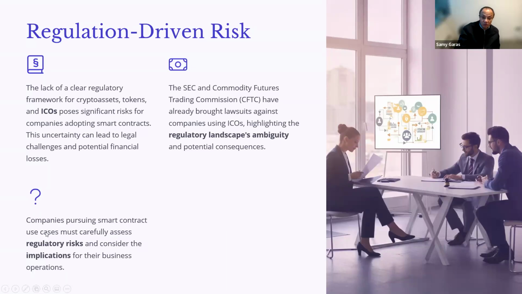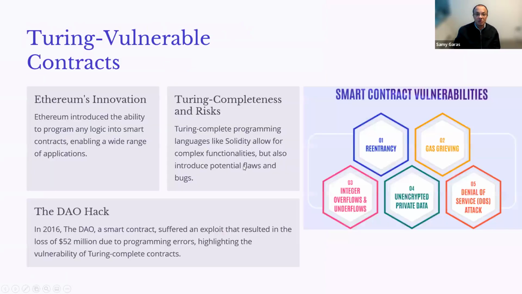Companies pursuing smart contract use cases must carefully assess the regulatory risk and consider the implications for the business. Because of the concerns from the regulatory body, sometimes we might not be able to expand in the market because people are afraid they might lose their money. They might get some malicious code in the smart contract and lose their reputation as well. So because of the lack of mature regulation, people still have concerns about smart contracts.